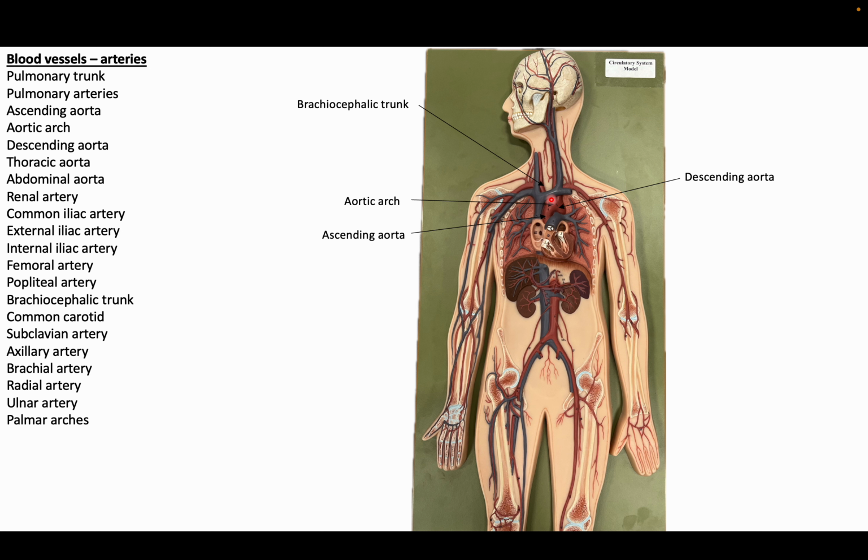From the aortic arc, we have the brachiocephalic trunk, which takes blood to the upper regions of the body. Then we have the subclavian artery, which is one branch off of the brachiocephalic trunk. This would be the right subclavian artery, and it's supplying oxygen-rich blood to the shoulder. From the subclavian artery, that blood vessel is going to branch out into the axillary artery, which supplies blood to the axillary region.